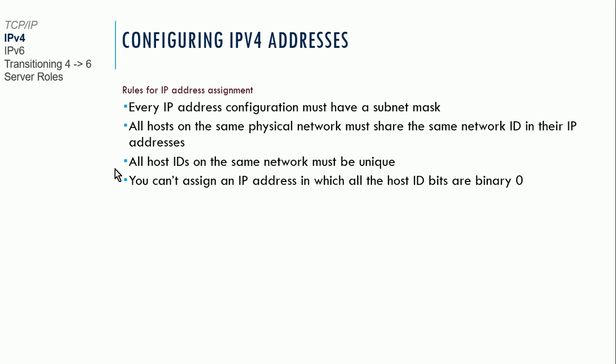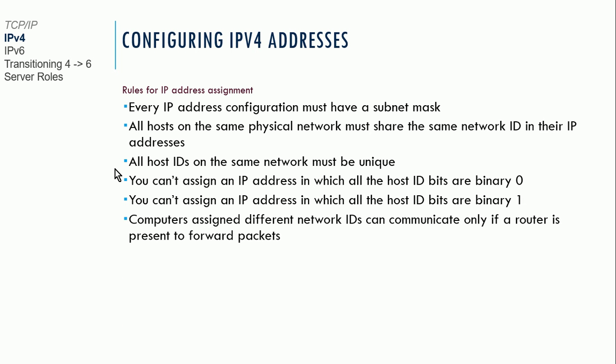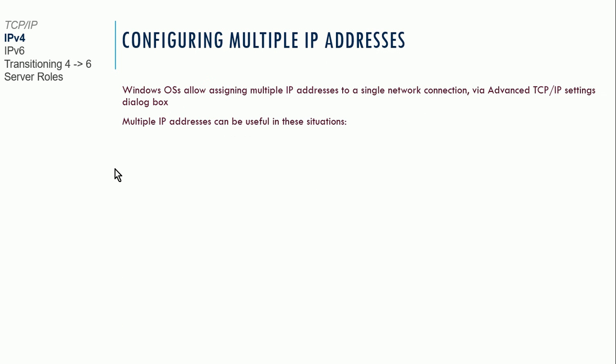You can't assign an IP address in which all the host ID bits are binary 0. If you do that, that's not a valid IP address. You also can't assign an IP address where all the host ID bits are 1. If it's all zeros, that would be a network address. And if it's all ones, that's typically a broadcast address. So those are reserved and you can't use those. But everything in between, you can use.